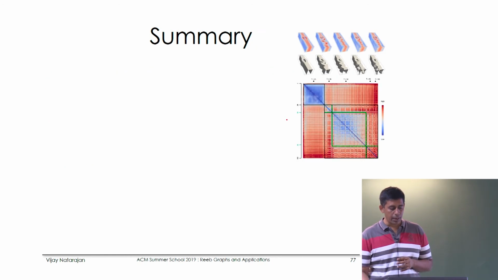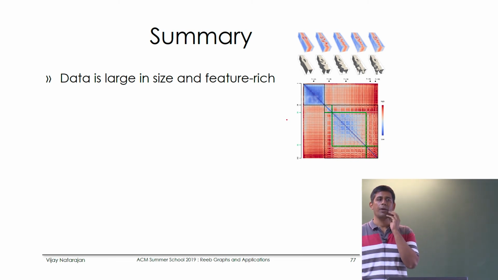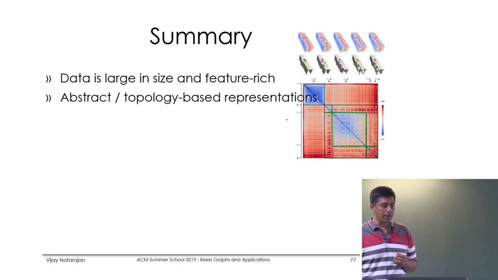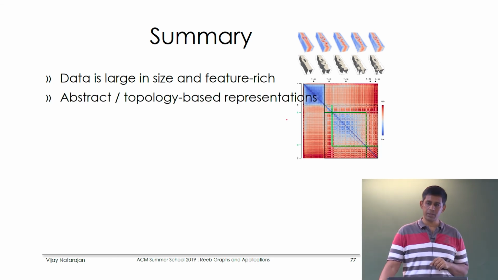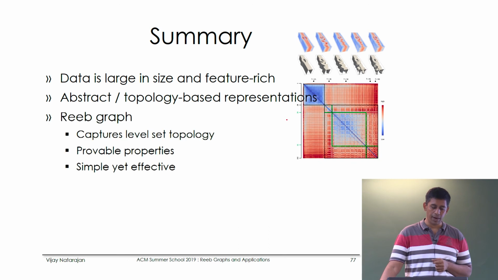So to summarize, data is increasingly becoming large and feature rich. So it's very important to develop techniques like topology based methods, which will give you abstract representations like the Reeb graph, so that you can get a handle on your data. We saw the Reeb graph in detail. We saw that it captures level set topology. We proved a few very simple properties about the Reeb graph. It was very simple to define, but it turns out to be very effective in practice, right.